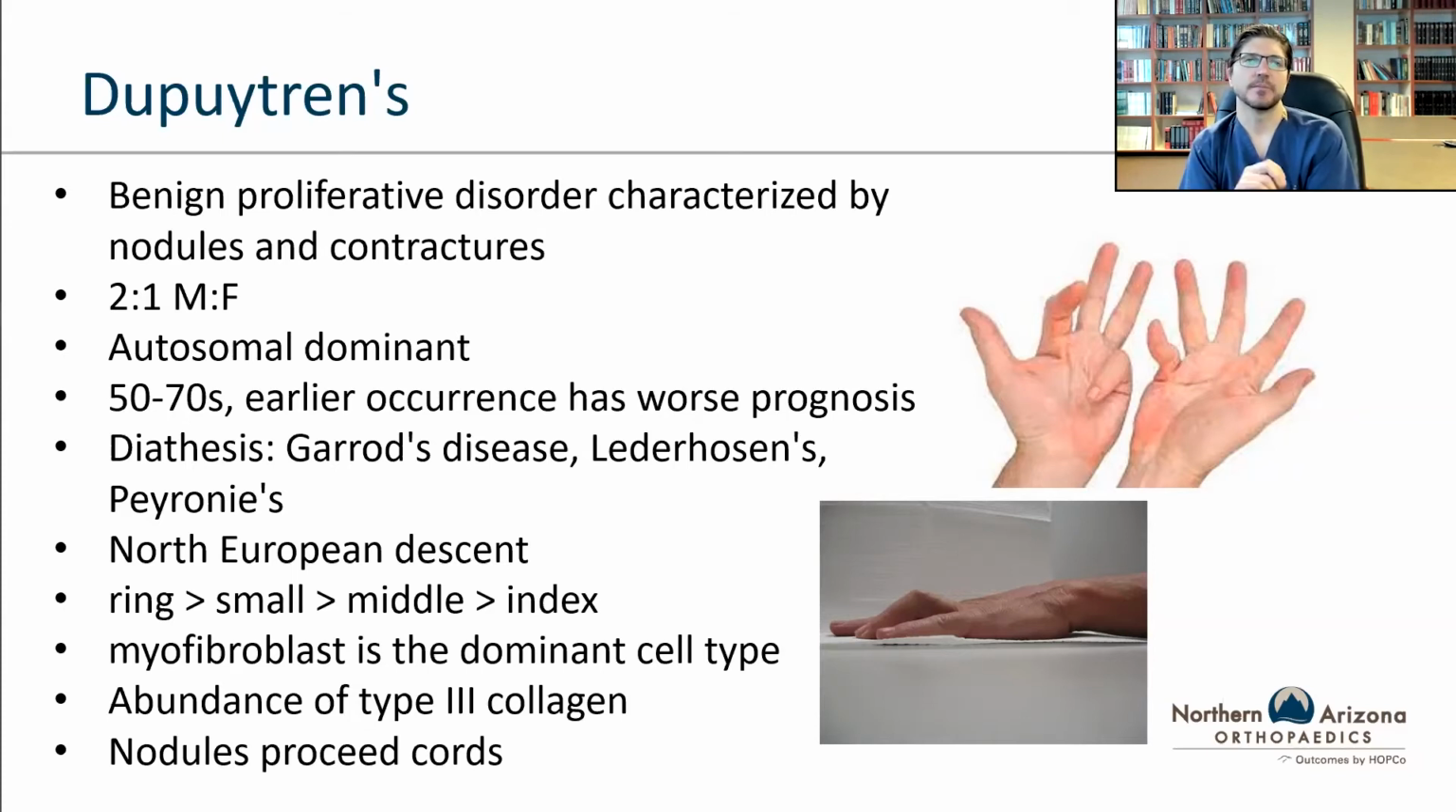There's a special cell in the body called the myofibroblast that's producing a different type of collagen under the skin, resulting in what we call cord formation, which eventually and slowly over time will cause these contractures of the fingers, as shown in the image on the right.